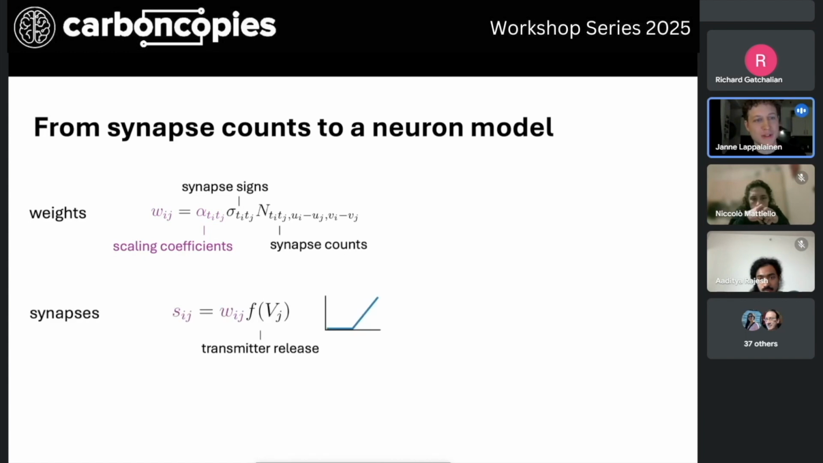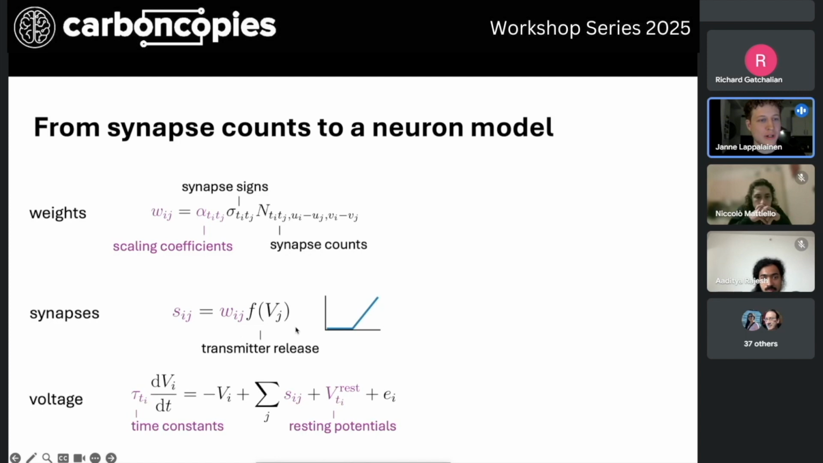So then our synapses in the model are proportional to the rectified presynaptic voltage, and this is describing the transmitter release at the synapse. So here we have a nonlinearity, and then our neurons, they are actually point neurons. So we remove the morphology besides the implicit morphology that basically comes in through this connectivity mapping, right?